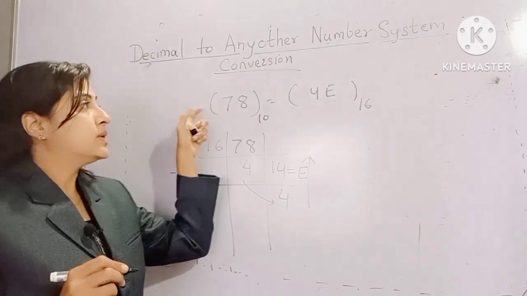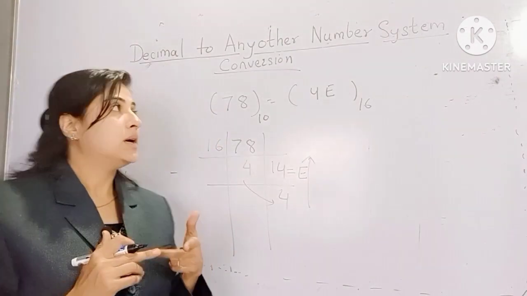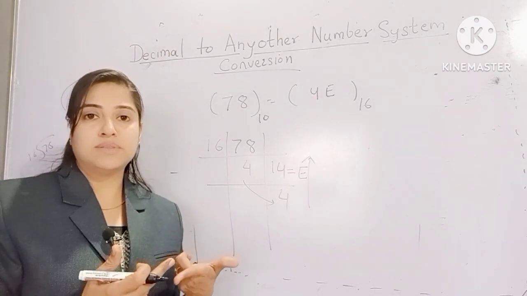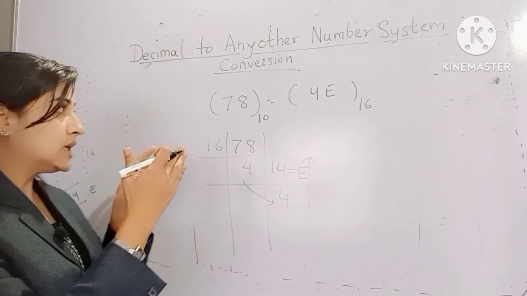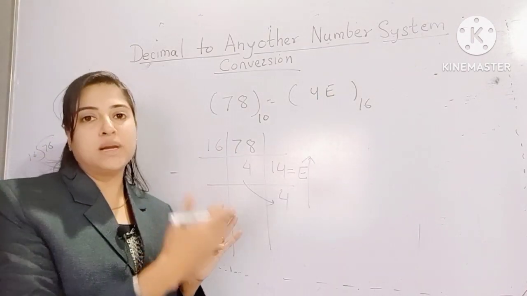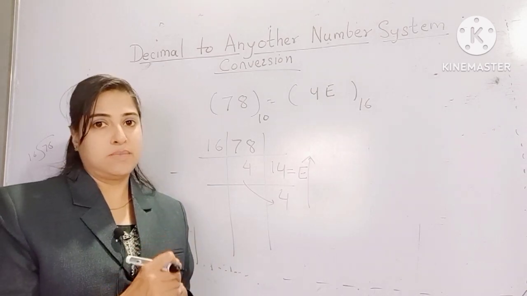In this video I think the things are clear to you. We can convert any decimal number into any other number system by just keeping on dividing that decimal number by the base of the particular number system in which we want to convert the decimal number.